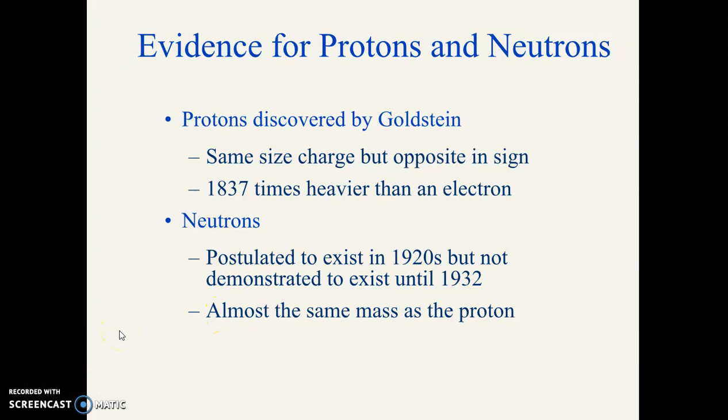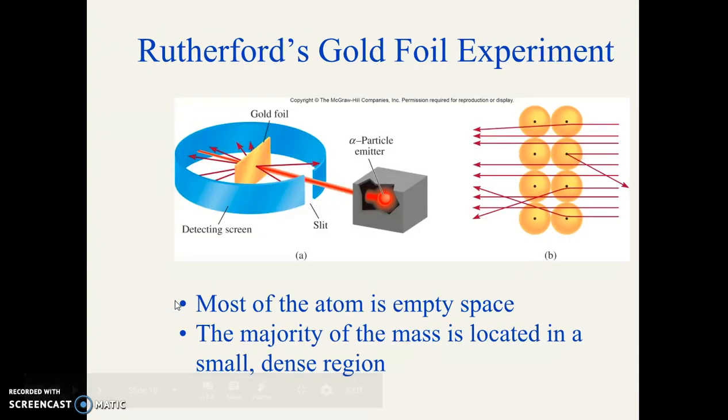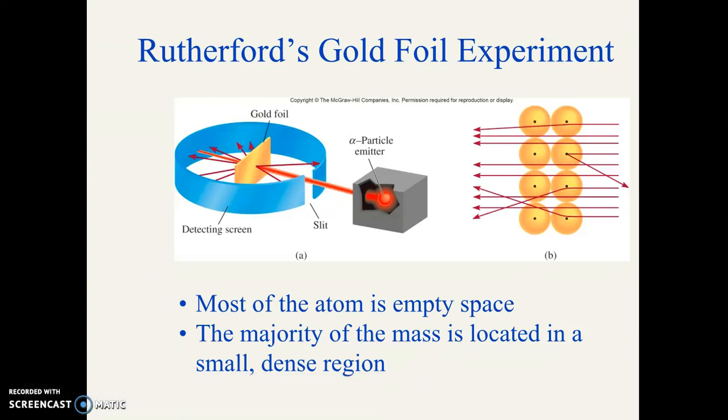The reason that it took so long to identify a neutron is because it does have a neutral charge. They knew there was something else inside the nucleus because the masses weren't adding up. It wasn't just protons alone, but they had a hard time finding it because they were neutral in charge, so 0 charge.